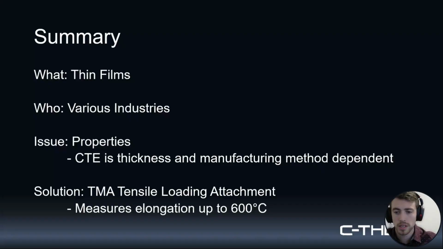So in closing, kind of the who, what, when, where, why type. Thin films are gaining popularity and they can be applied in various industries. However, one issue is that their properties, such as CTE, can differ from that of bulk material, based on their thickness and manufacturing method. The TMA thin film attachment offers an easy solution to measure the elongation over a wide range of temperatures, humidity, and thickness.